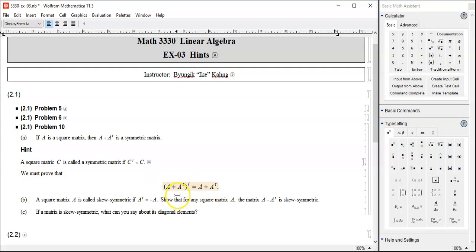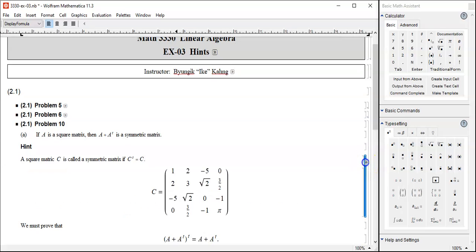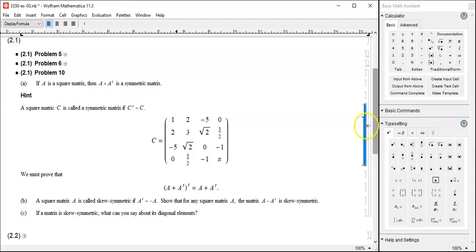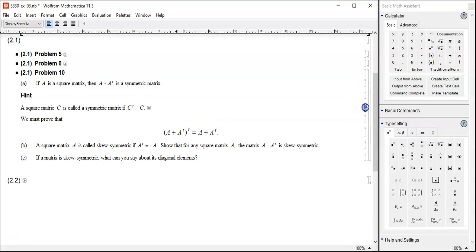So how do you prove this? Well, you can use a component expression, and this you can use Aij, and what do you have to use for A transpose? And then take the transpose again, and so on. You've got to remember what the transpose is. Okay, so much for this problem.